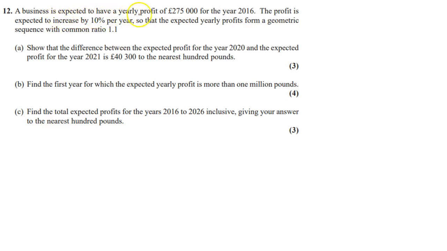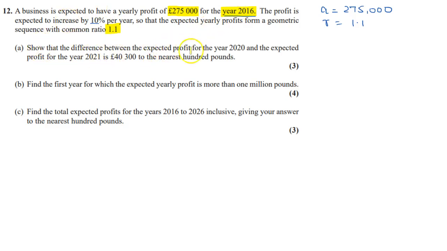A business is expected to have a yearly profit of 275,000 sterling pounds for the year 2016. The profit is expected to increase by 10% each year, so that the expected yearly profits form a geometric sequence with a common ratio. It's already understood, it's a 10% increase. So here a is equal to 275,000 and r is equal to 1.1, and it will start from year 2016. This is a and this is r. That's what we have gathered.